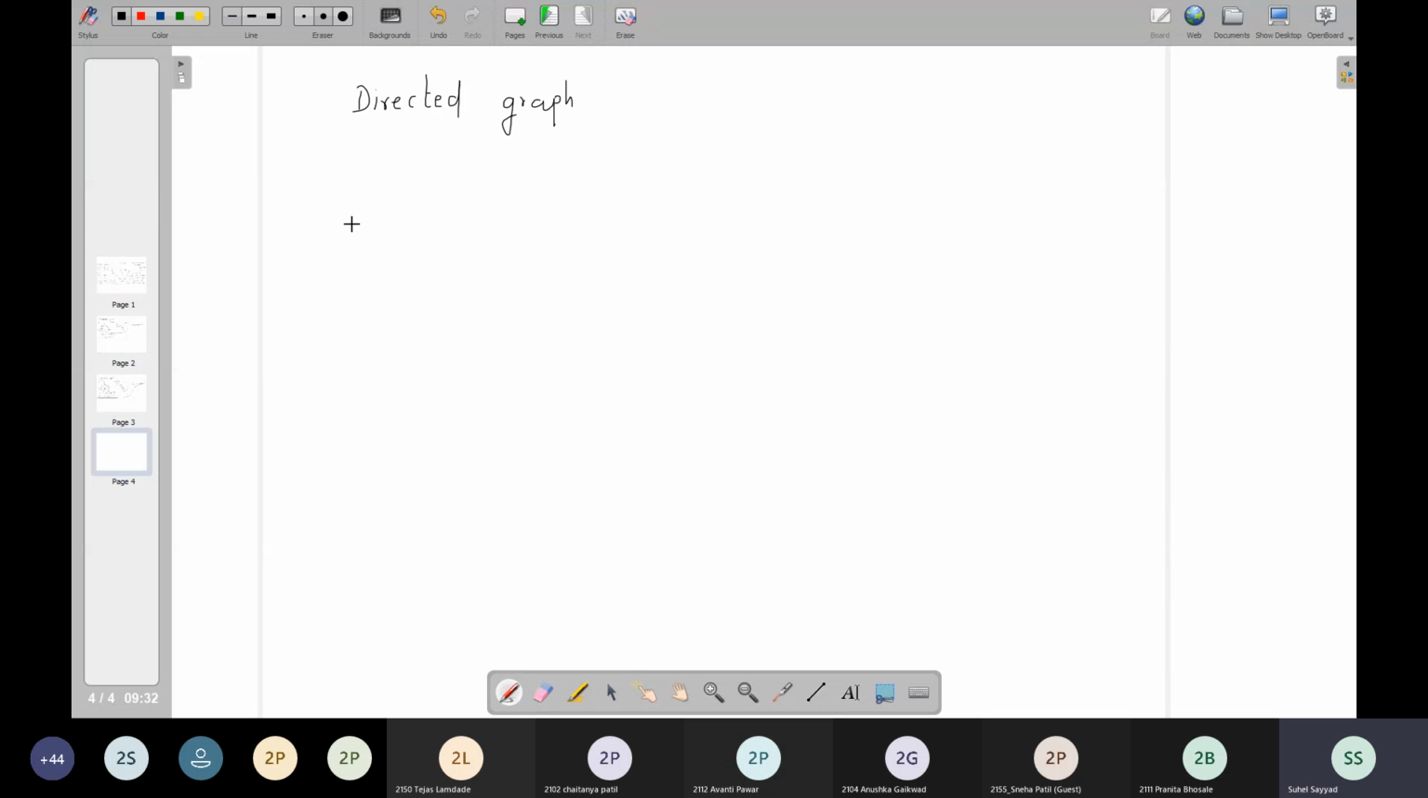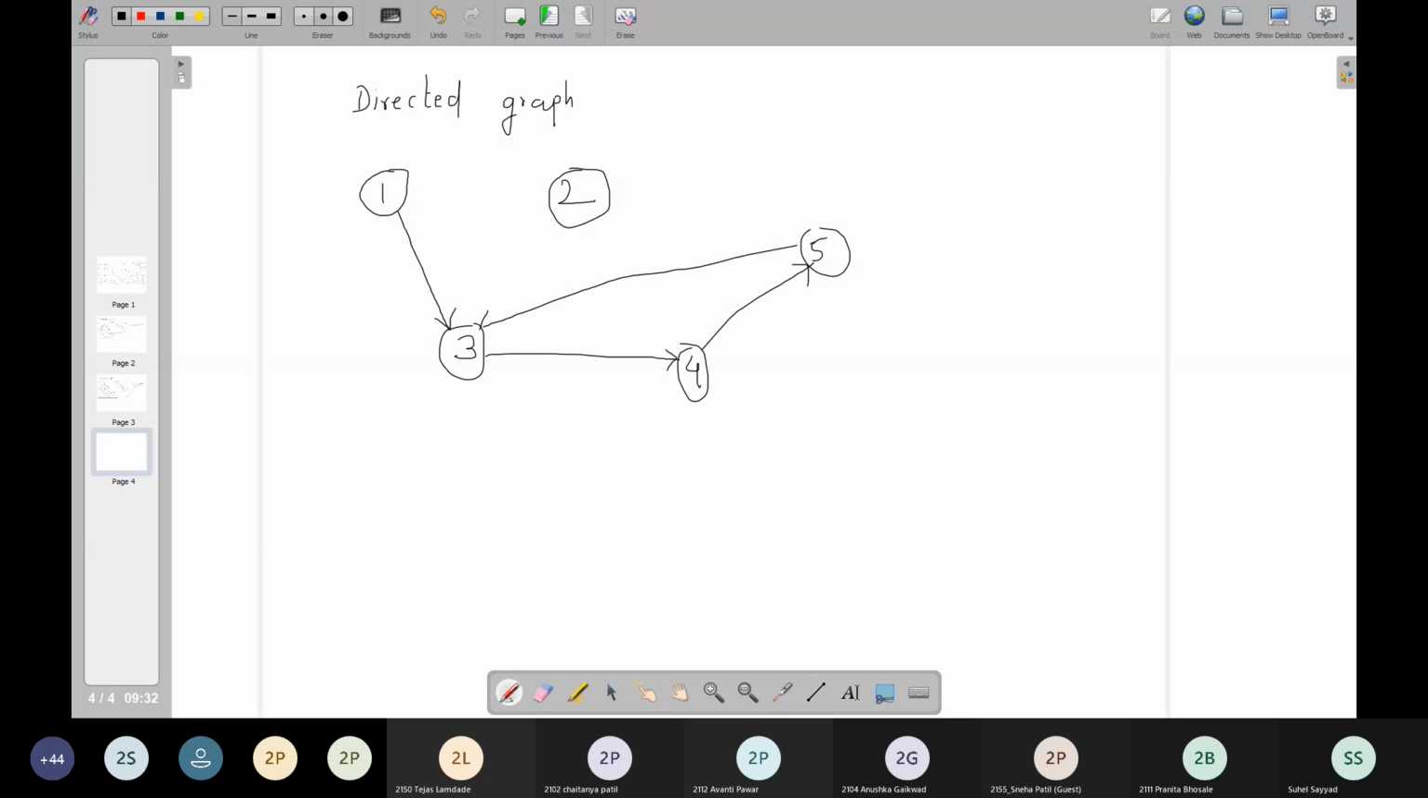Now, if I associate a direction to my edges in the graph, then that particular graph is treated as a directed graph. I'll give you some examples. Suppose I am having this graph over here with 5 vertices, and now I am associating a direction to my edges. See here, for every edge in this graph, I am associating a direction now.